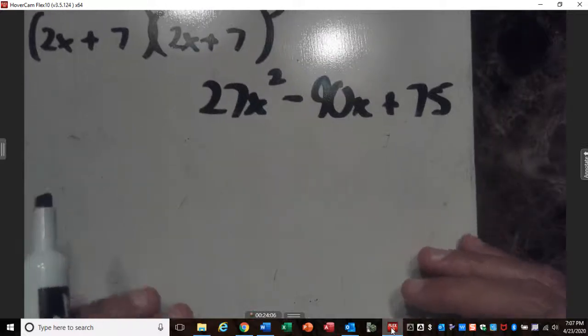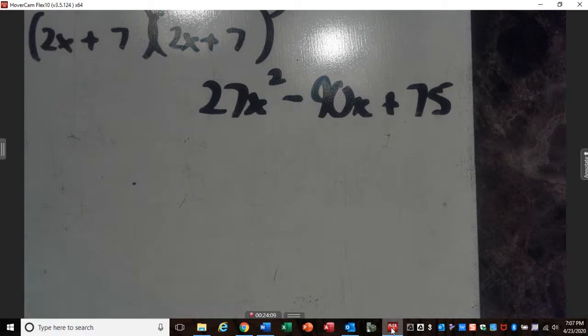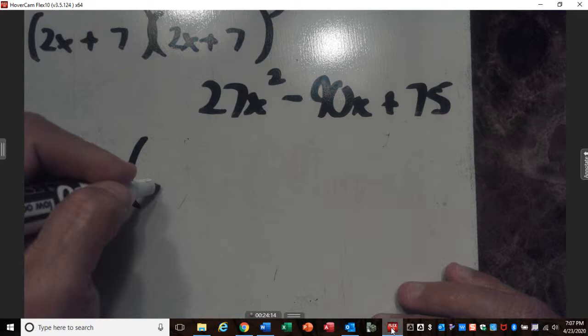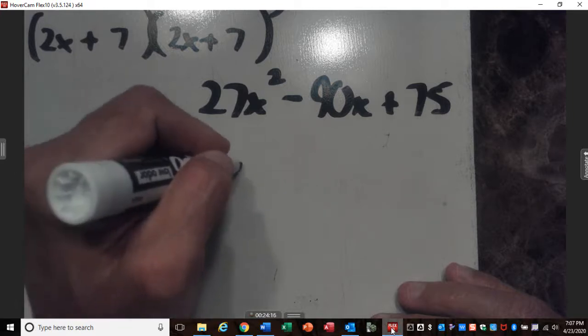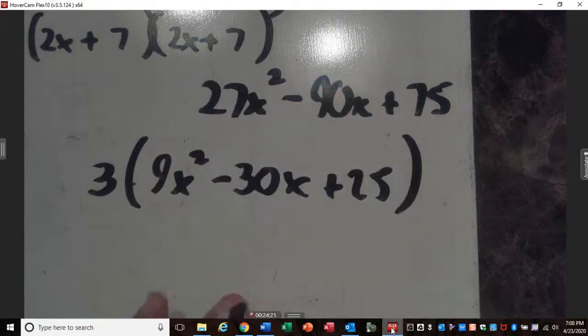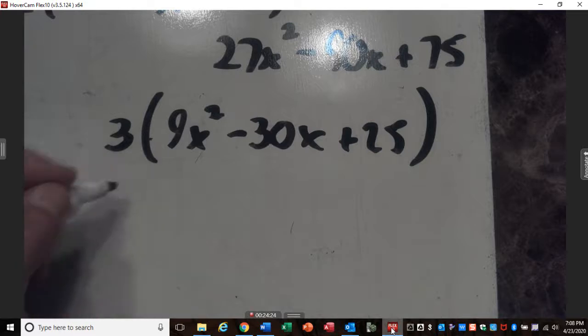Okay, last one, and then I'll stop. Okay, is there anything in common? Of course there is. There is a 3 in common. So we're going to factor a 3 out. We'll divide everything by 3. Okay? And bring the 3 down.